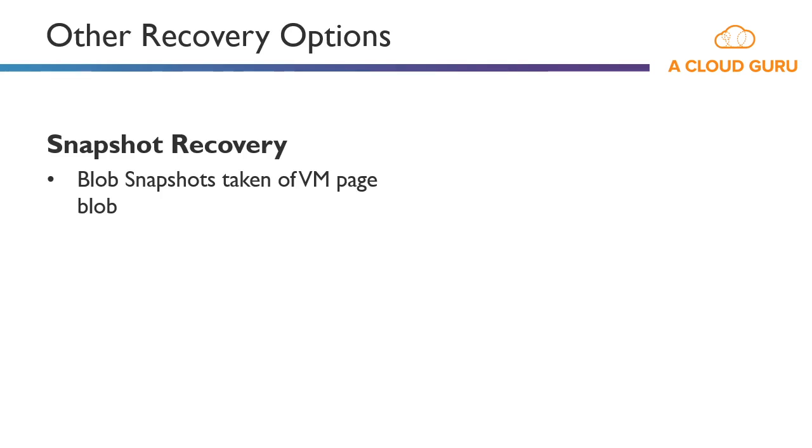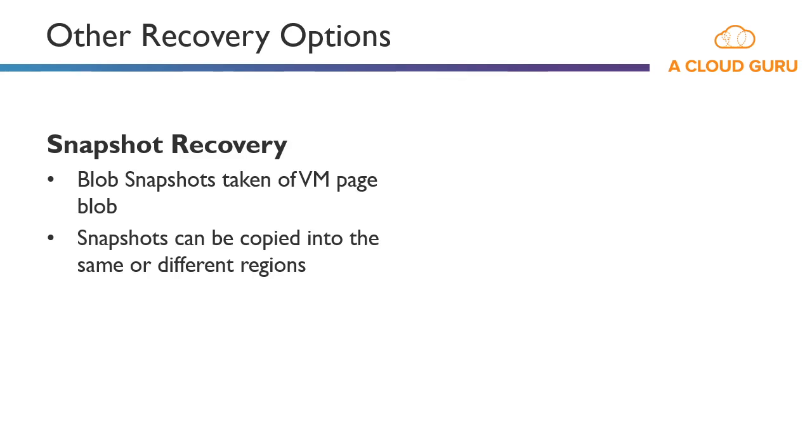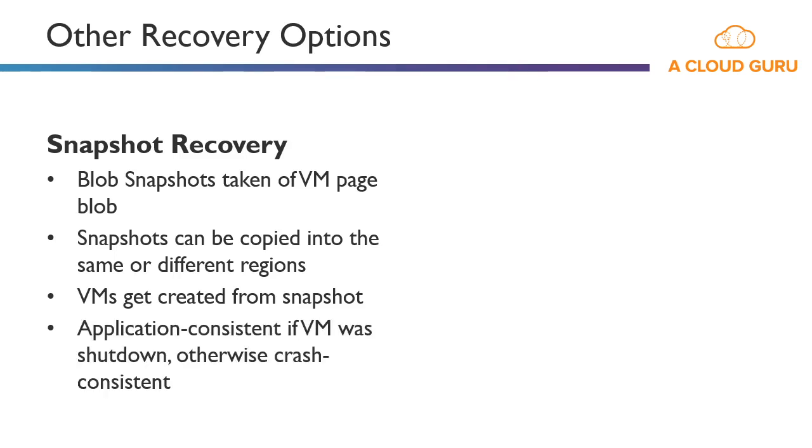You can essentially do blob snapshots taken of your VM page blob. These can be copied into the same or different regions. So you can create a storage account in another region and copy your snapshot across to it. And then you can basically get your VM from that snapshot. You create it from the snapshot itself. It can be application consistent, but only if the VM was shut down. So if you shut down a VM gracefully, take your snapshot, copy it to another region, instantiate that VM, it will be application consistent. Otherwise, it's essentially a crash consistent recovery option.